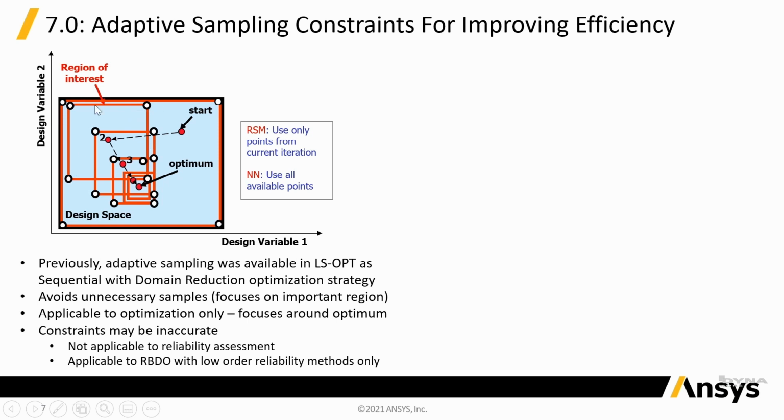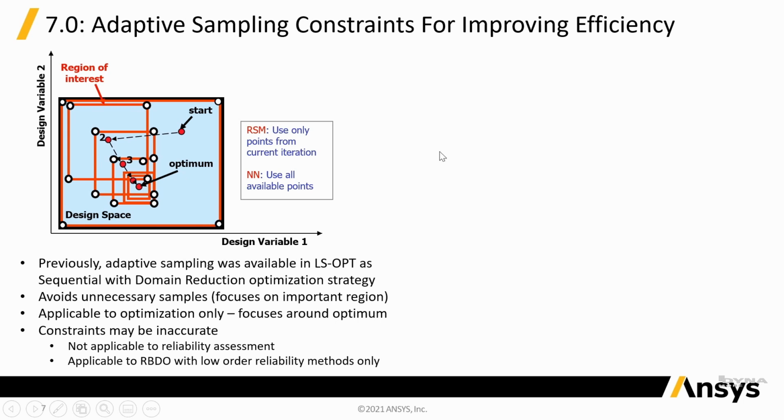and the size of this region of interest was adjusted going from one iteration to another. However, this type of adaptive sampling was restricted to optimization alone. No special emphasis was given to reliability or reliability-based optimization.